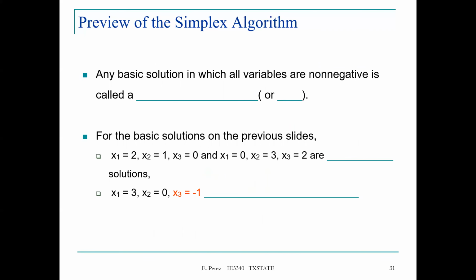Any basic solution in which all variables are non-negative is called a basic feasible solution, or BFS. For the basic solutions on the previous slide, x1 equals 2, x2 equals 1, and x3 equals 0, and x1 equals 0, x2 equals 3, and x3 equals 2 are basic feasible solutions. x1 equals 3, x2 equals 0, and x3 equals minus 1 fails to be a basic feasible solution because x3 is less than 0.